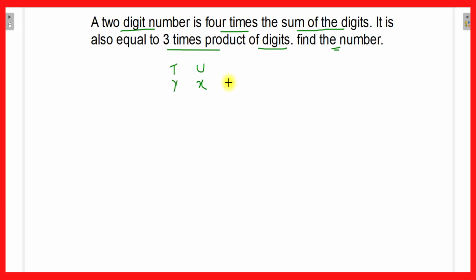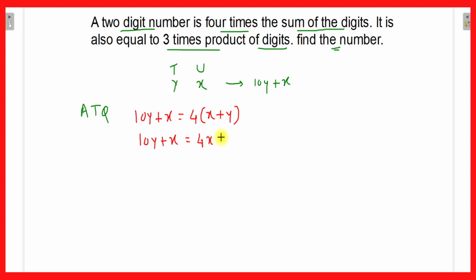Then the number will be what? 10y plus x. And it is said that the 2-digit number, that is 10y plus x, is 4 times the sum of the digits. So we can write according to the question that 10y plus x is equal to 4 times the sum of the digits, that is x plus y. So we get 10y plus x, which is equal to, multiplying by 4 inside the bracket, 4x plus 4y.